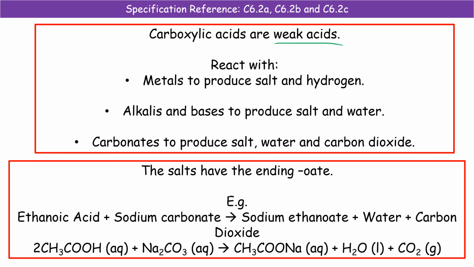When we're looking at the salts though, they all end in this phrase oate. So if we look at the example, ethanoic acid and sodium carbonate, so what we're going to form is a salt, water and carbon dioxide. So there's our water and our carbon dioxide. And then our salt, we're still going to take the name of the metal first of all, sodium. There's our sodium. Then we look at the acid, and we've got ethanoic acid, but remember we need to change it to the ending oate. So ethanoate is the name of our salt.